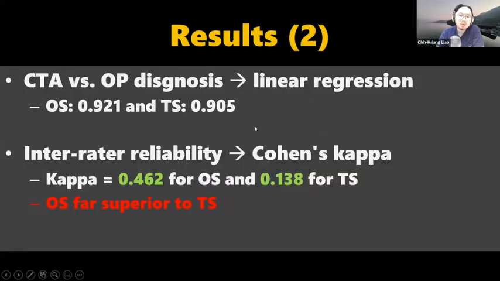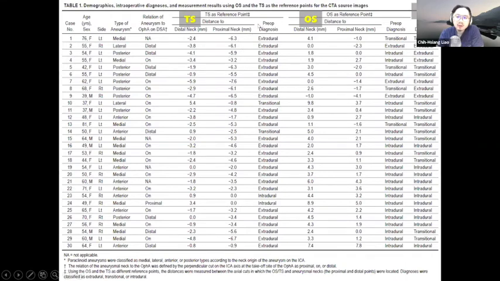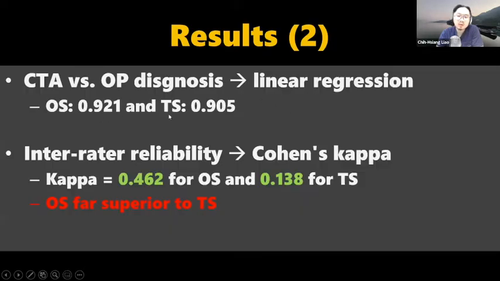After using this method, we can see that both the optic strut and the tuberculum sellae have a good correlation. However, for Cohen's kappa, the optic strut is far superior to the tuberculum sellae. You can see the last table. If you use the tuberculum sellae as the reference point, most of the pre-op diagnoses are extradural type. If you use the optic strut as the reference point, the pre-op diagnosis is more compatible with the intra-op diagnosis. But linear regression did not show this. It's inter-rater reliability. Cohen's kappa shows the validity of the optic strut.